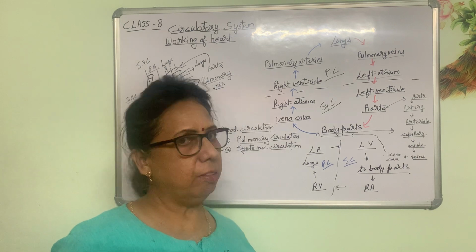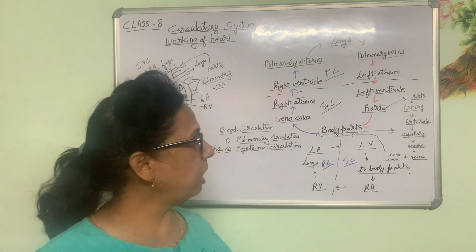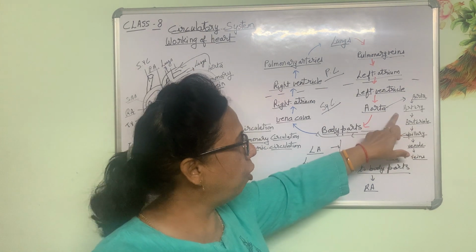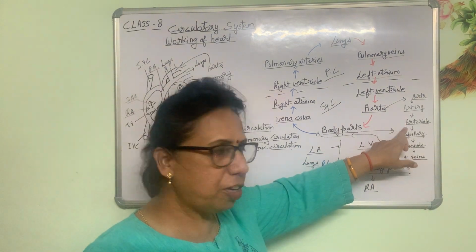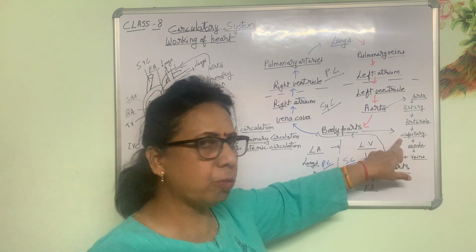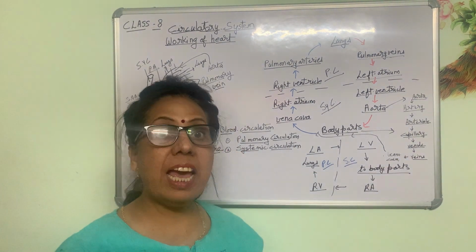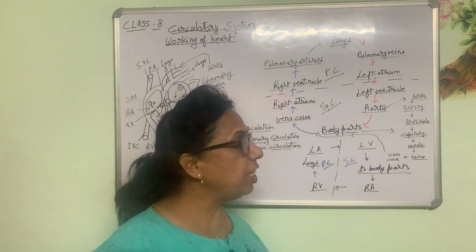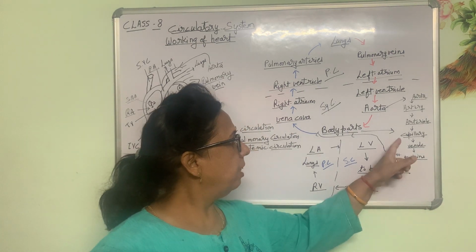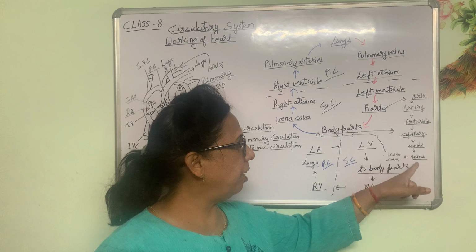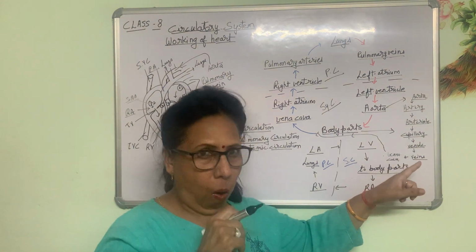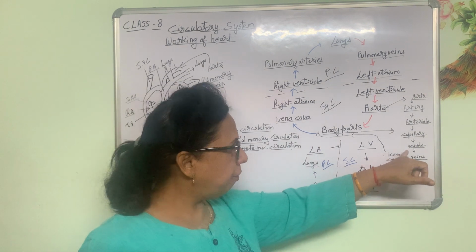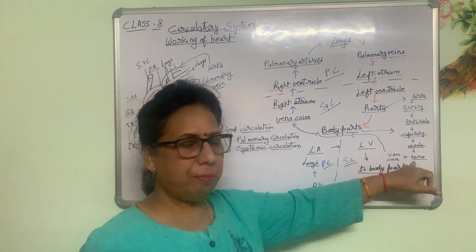Through the aorta, blood moves to the arteries. From the arteries it branches into arterioles. Arterioles further branch into capillaries. From the capillaries, exchange of gases and exchange of metabolic waste occurs in your body. For that, the blood moves toward the venule. From the venule, it passes into the veins.